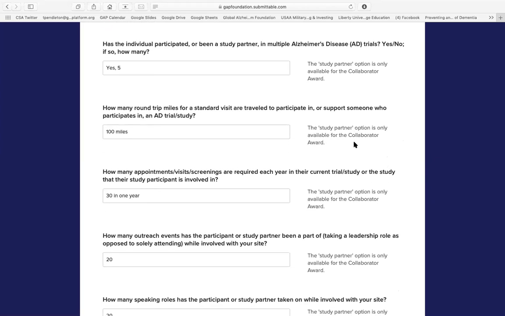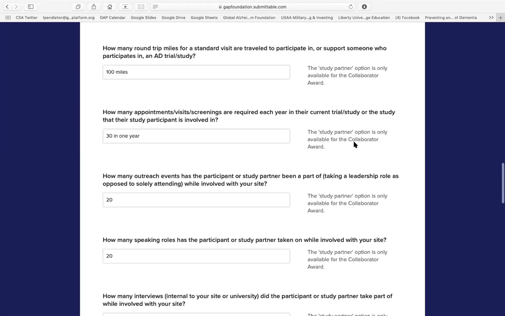And then the next thing that we come to is the questions that we want answered about each individual. So has the individual participated or been a study partner in multiple Alzheimer's disease trials, yes or no? If so, how many? We ask a question about how many miles round trip they've traveled. For example, I am about 50 miles from the University of Virginia. So round trip, I'm 100 miles.